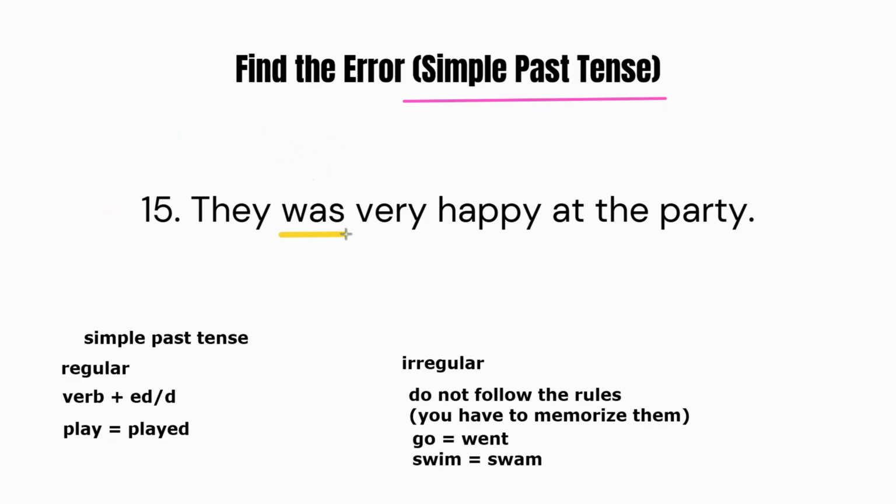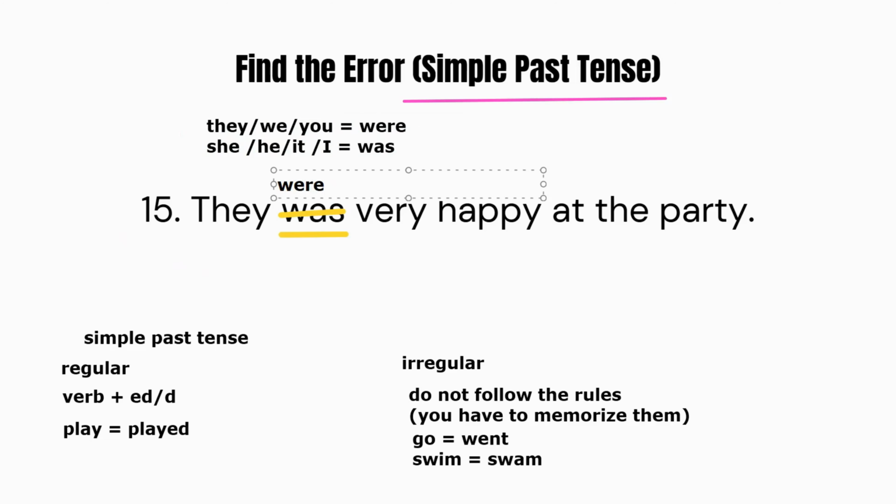So our mistake is right here. Please remember when your subjects are they, we, you, we have to use the word were. But when our subjects are she, or he, or it, or I, then we use the word was. So to correct this, we would say they were very happy at the party. They were.